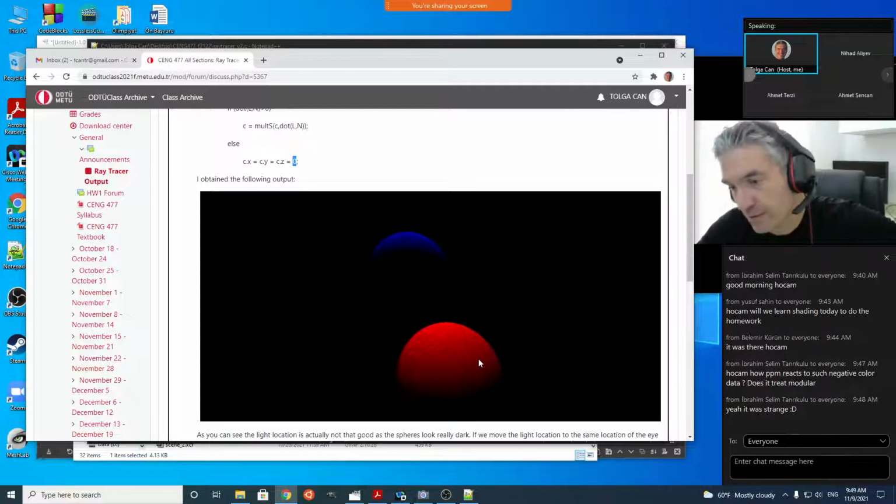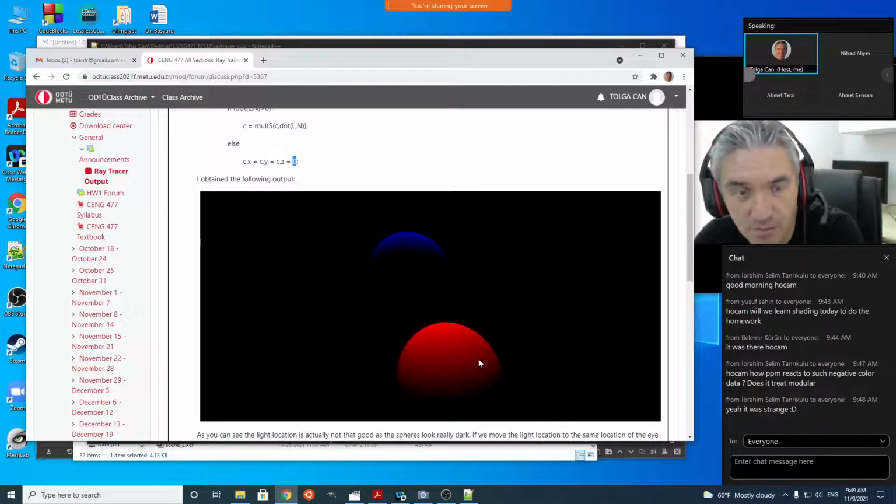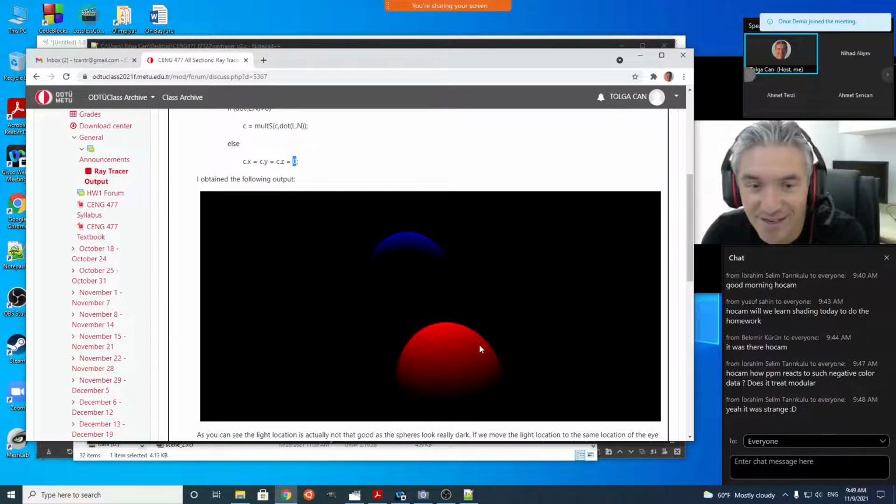Or another thing, your guess also makes sense. It may be the case that it treats it as some modular number, as an overflown integer, and treats it as a positive number. I'm not sure about that, but we shouldn't have negative values in a PPM file.